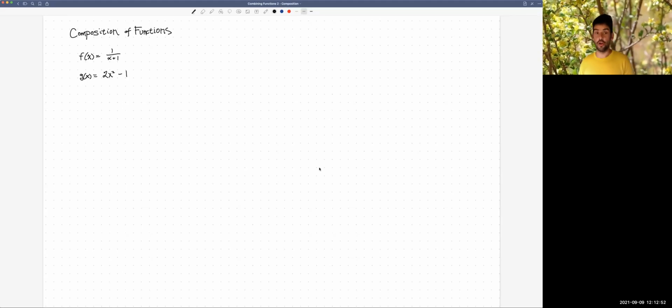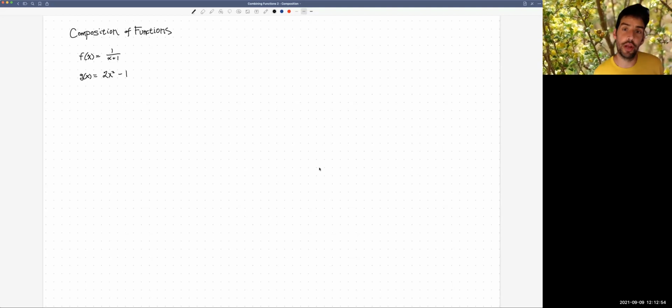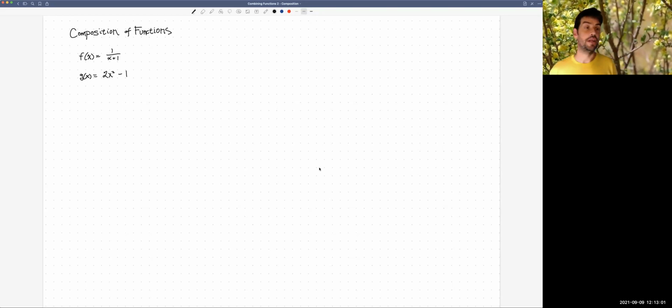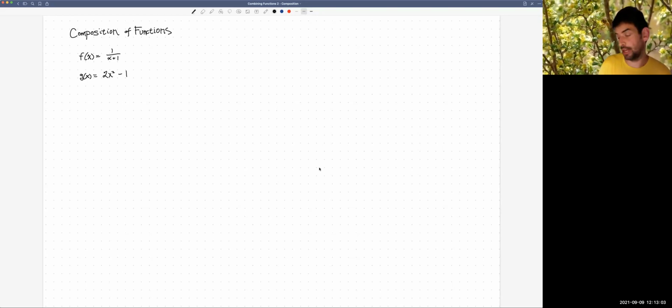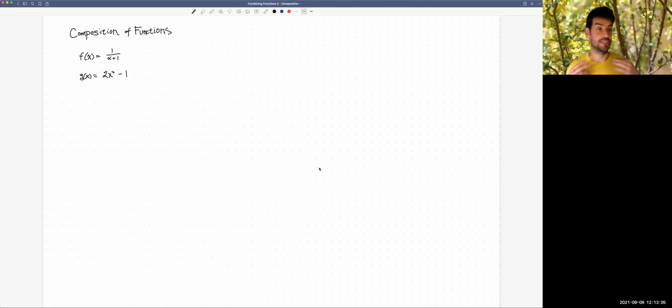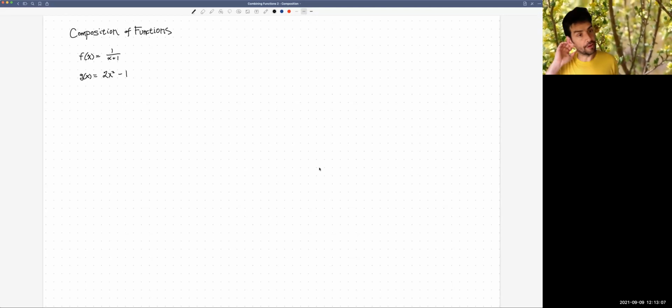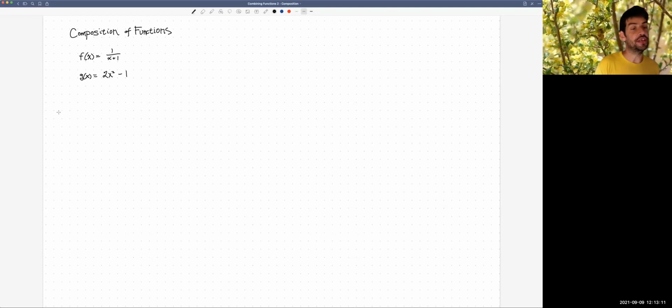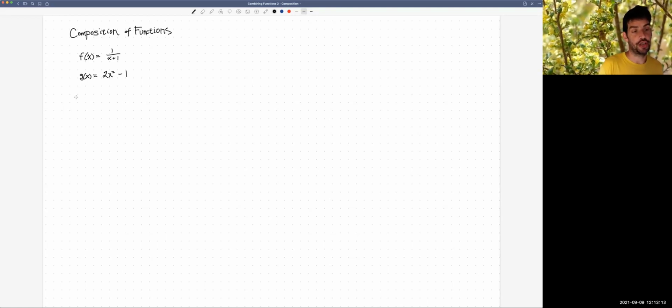All right, so we're going to look at one more way we can combine functions in this video. If you saw the last one about combining with operations. Now we're going to combine using a process we call composition. So I, again, have two functions here to use as examples. And I'll start by just giving the definition of composition.